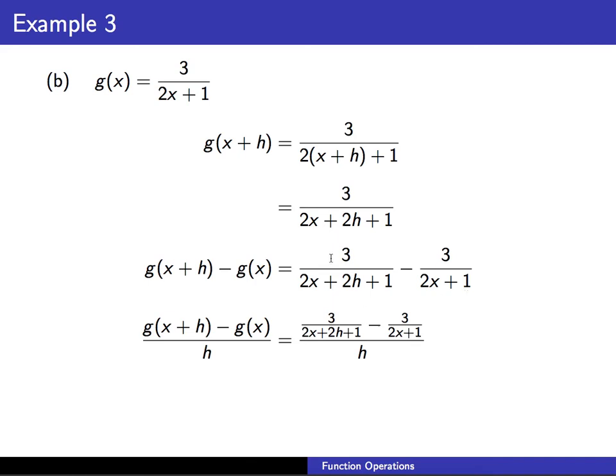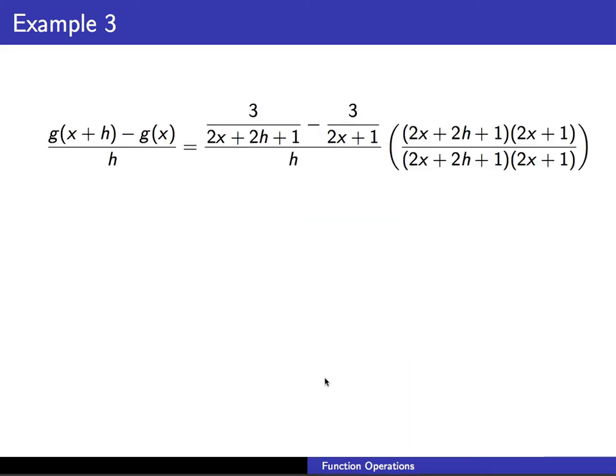So rather than try to figure out what this simplifies to for g of x plus h minus g of x, we can just divide everything by h. And notice we have a complex fraction here. So we have a tiny denominator of 2x plus 2h plus 1 and another tiny denominator of 2x plus 1. So we can multiply every single term in this complex fraction by our least common tiny denominator, which in this case is going to be the 2x plus 2h plus 1 times the 2x plus 1.